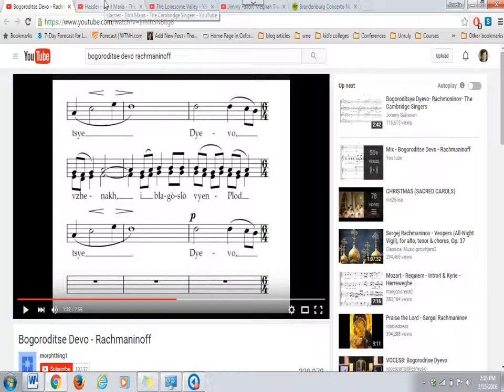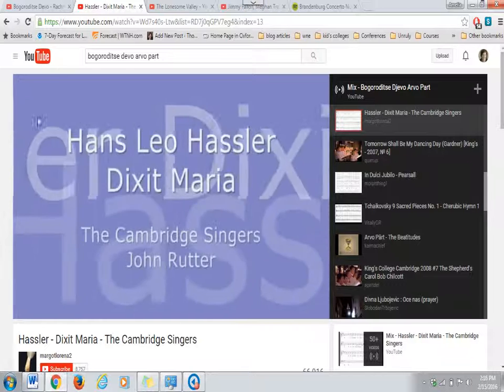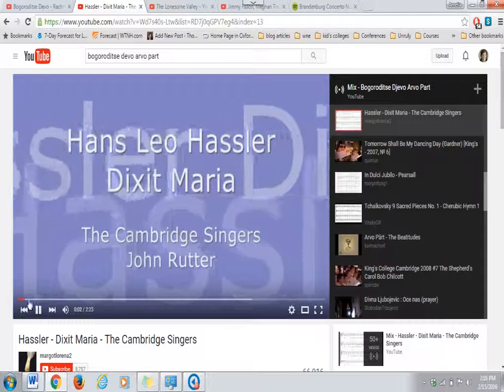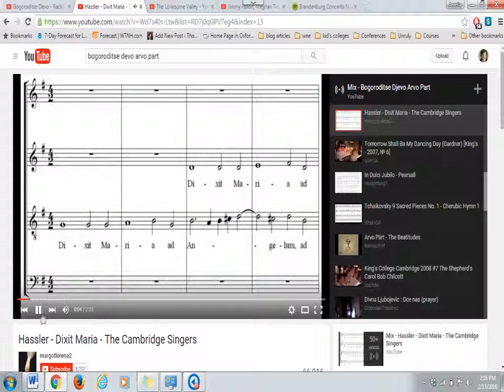But it actually is very similar to this piece of music by Hans Leo Hassler from the 17th century.